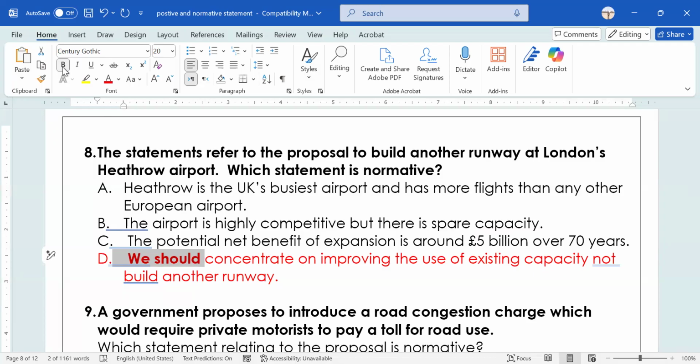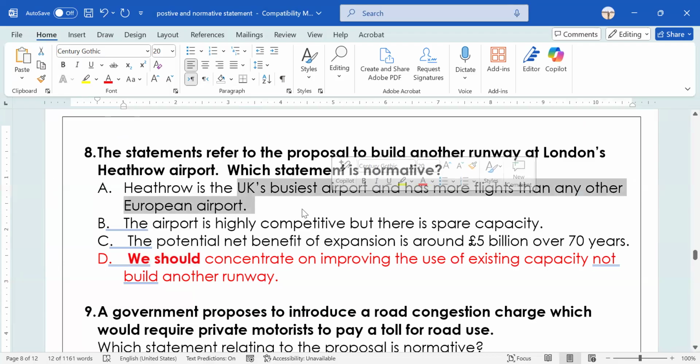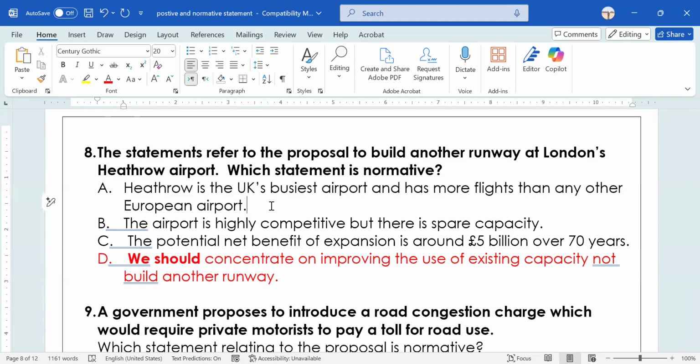How about letter A? Heathrow is the UK's busiest airport. It has more flights than any other European airport. This is a factual claim, okay? And you can verify it using some data, like the flight data. So it's a positive.